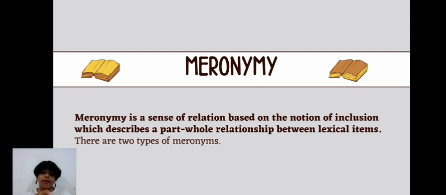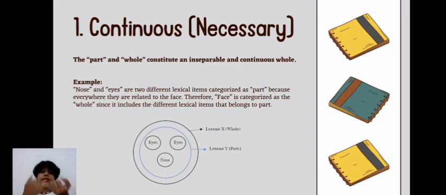So, the opposite of a meronym is a holonym, that is the whole, in this case, the apple tree. In another case, we could find an X, a letter X, as the holonym and the meronyms with a letter Y. There are two types of meronymy. The first is the continuous, necessary meronymy. That means that the part and the whole constitute an inseparable or continuous whole.